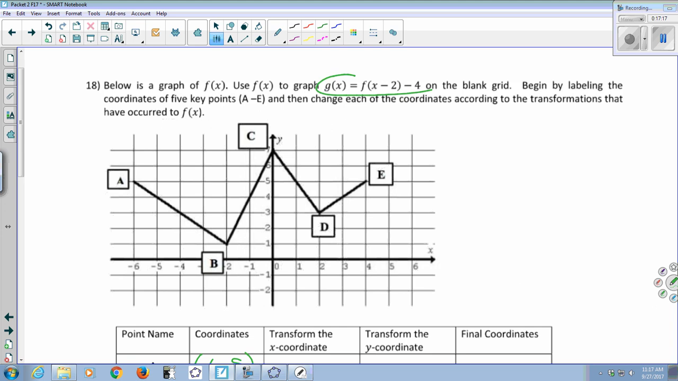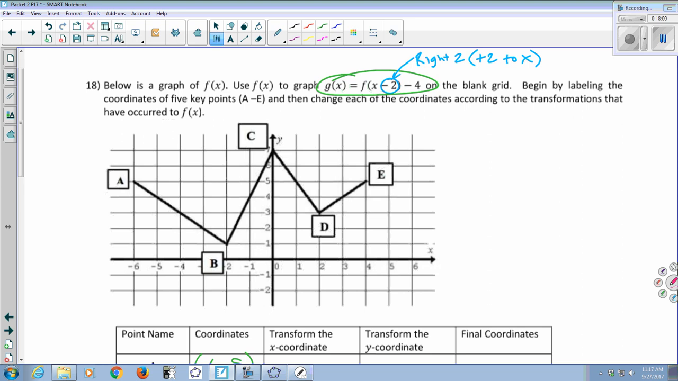All right, so this is my transformation, right? F of x minus 2 minus 4. So this minus 2, we're changing the x coordinate. We're inside the parentheses, so it's changing the x coordinate. What we learned in the lesson is that when you're changing the x coordinate, it sort of goes the opposite way that it seems like it should. So that minus 2 tells me to move right 2 units, which you do by adding plus 2 to the x coordinate.